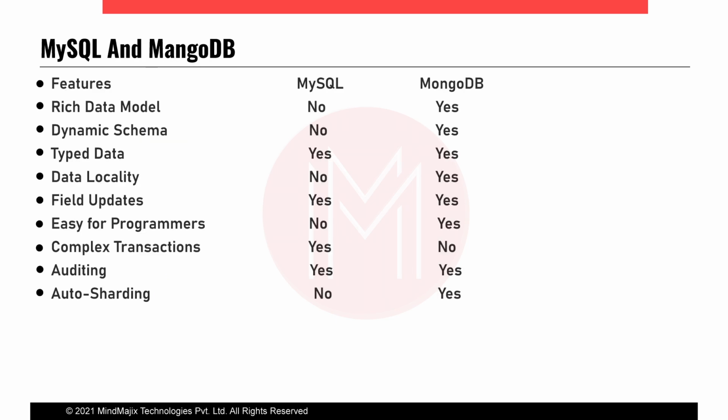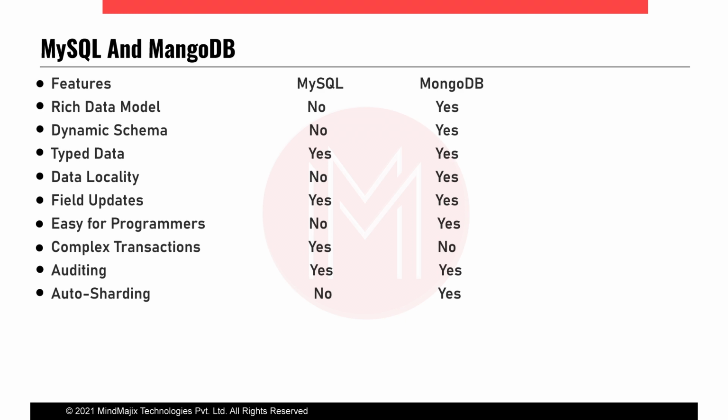Now, the difference between MongoDB and MySQL. Why do we compare with MySQL? It is the most popular backend tool, and we are just comparing. A rich data model is satisfied in MongoDB. Dynamic schema is also satisfied in MongoDB. Typed data is satisfied in both. Data locality is satisfied in our database. Field updates, which are easy for programmers, are satisfied.